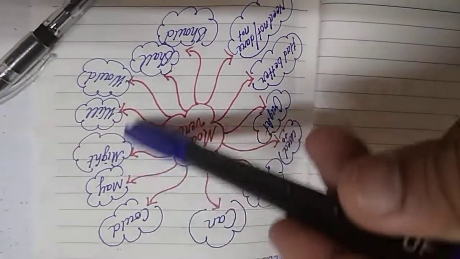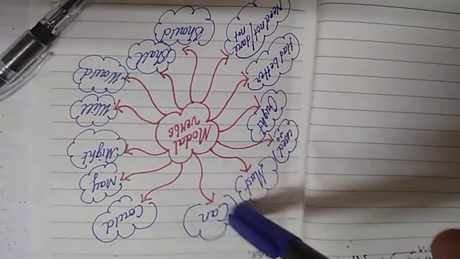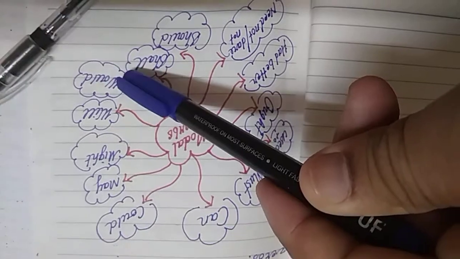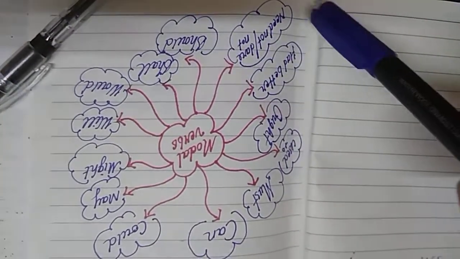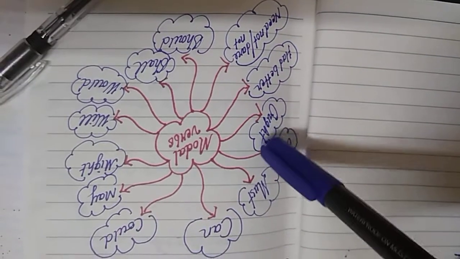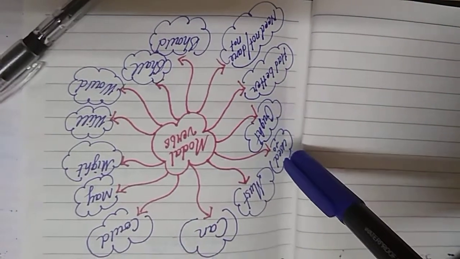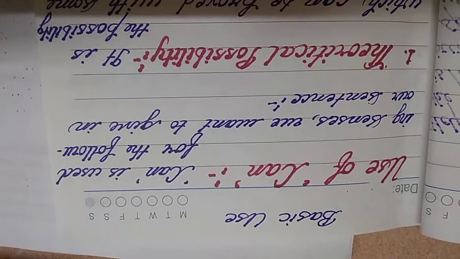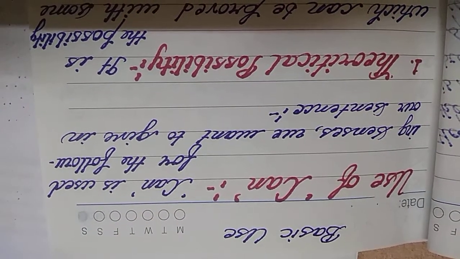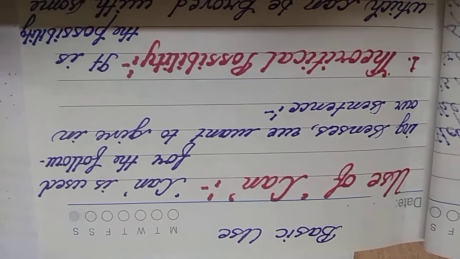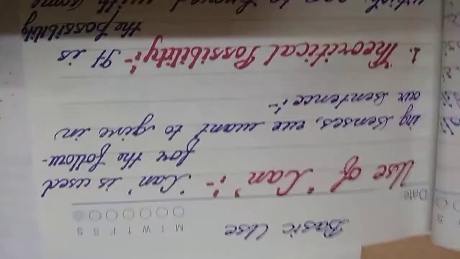So basically we will go through 13 kinds of modal verbs: can, could, may, might, will, would, shall, should, need not, dare not, had better, ought to, used to, must. So today we are going to just talk about the use of can. Basic use. Let's talk about why we use can.